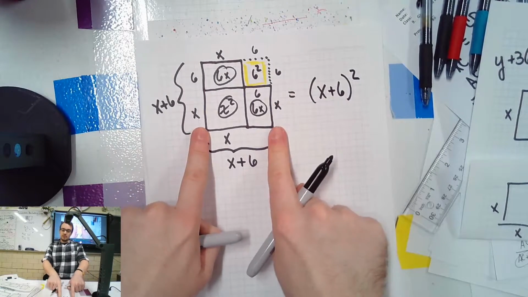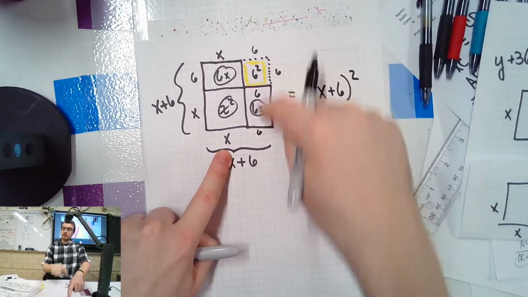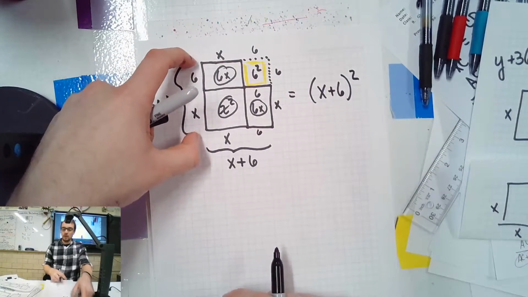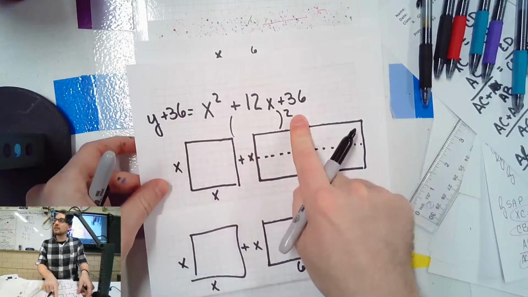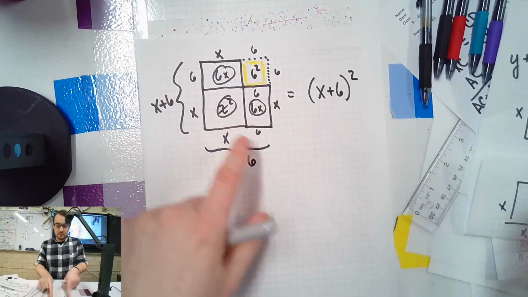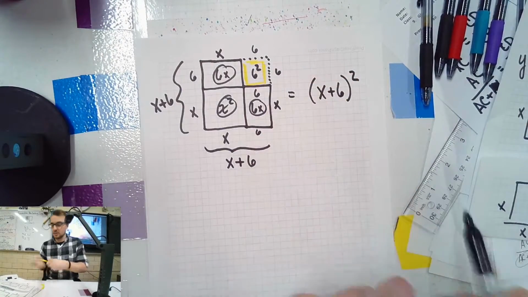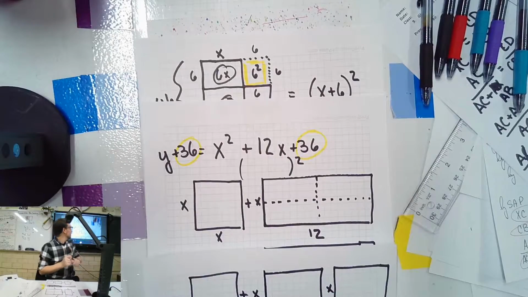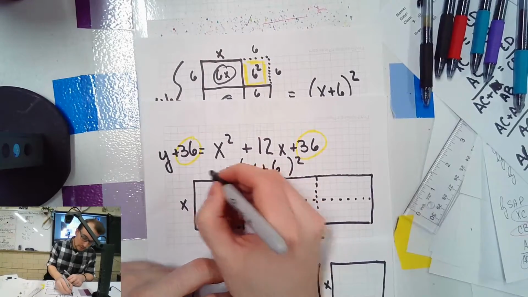You see it now? This length right here is x plus 6, because these are all 6's, right? And this is x plus 6. So what is this square? Well, after we do all this, x squared plus 12x plus 36, another way to write that is x plus 6 squared, right? Do you see how I completed the square by adding this little bit in? I added on this, and now we have a complete square. So this should be the same thing as x plus 6 squared.